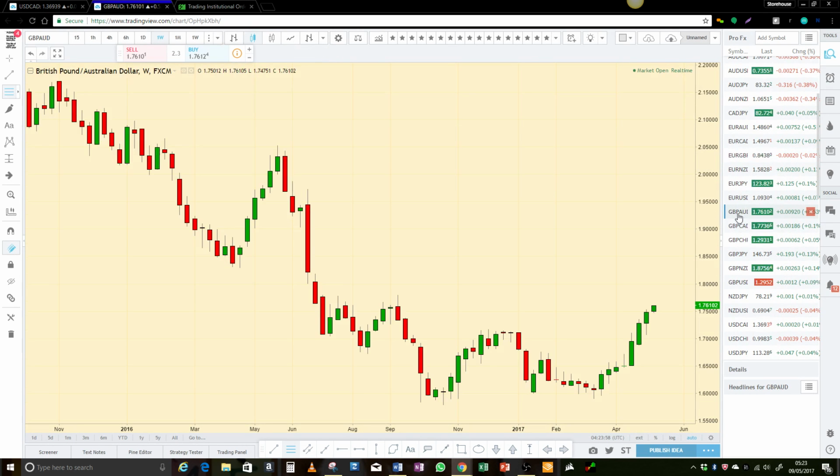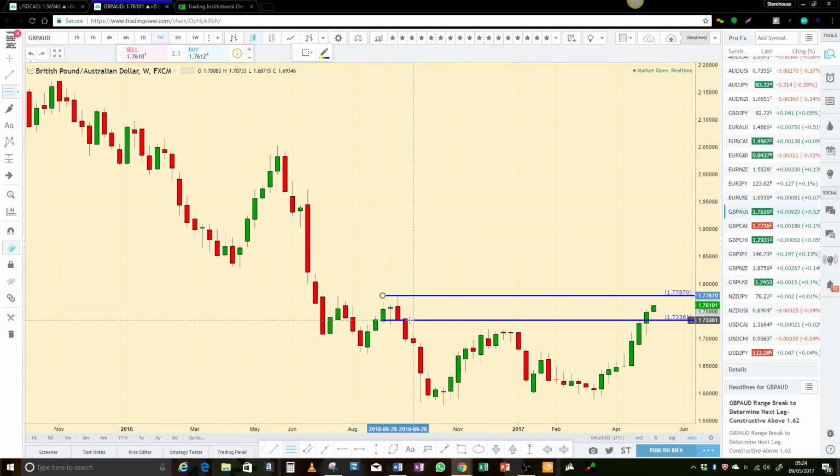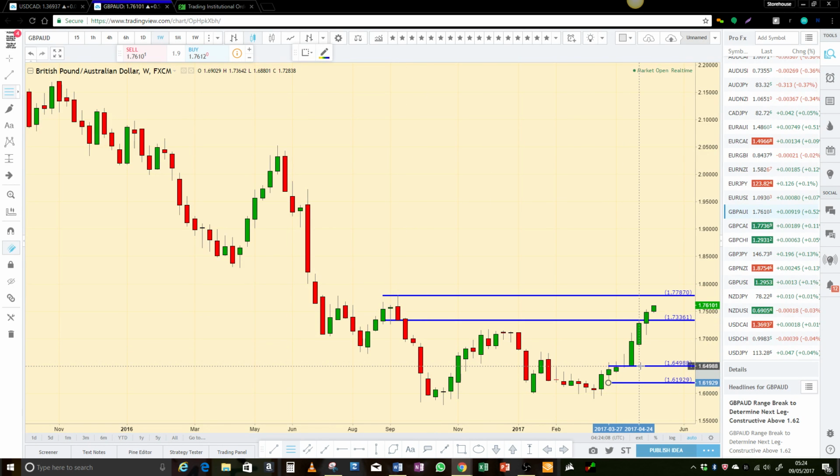Let's take a look at the pound Aussie. So the pound Aussie at the moment is sitting in a bit of supply. We have demand down in here. Let's see what happens with this. It's going to be interesting because this is a very powerful move into the level. So let's see how that plays out.